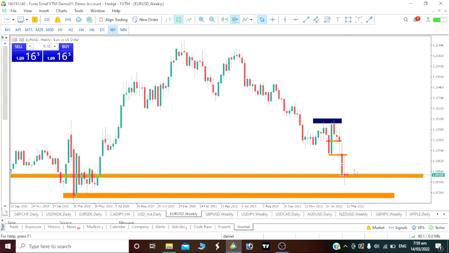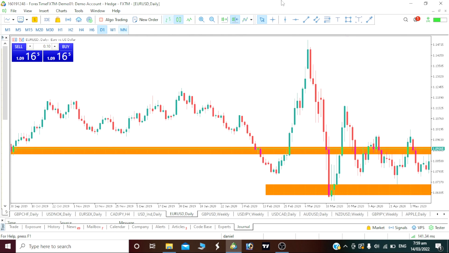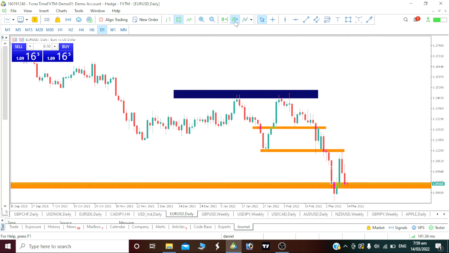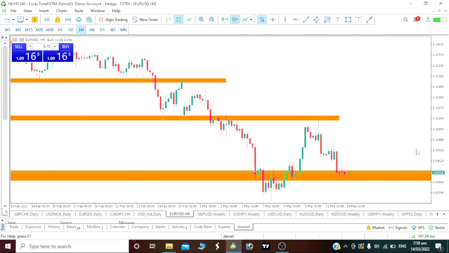On our euro, we can still see that our euro is still falling. Actually, no indication that it is going bullish. On our weekly time frame, it is bearish. On our daily time frame, it is bearish. Same thing with our 4-hour time frame, it is bearish. So we will want to take our sell around this key area here.